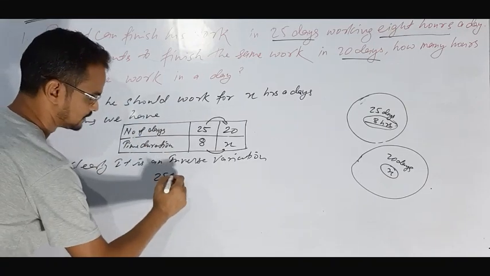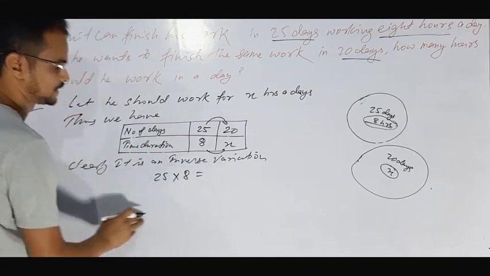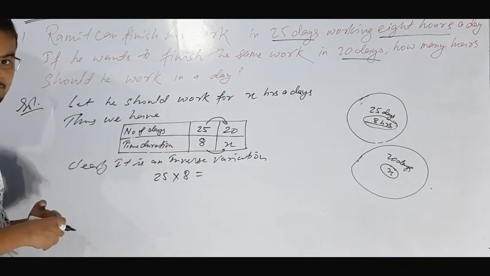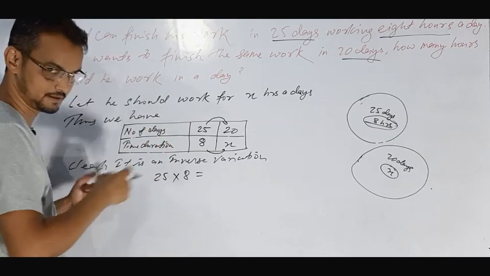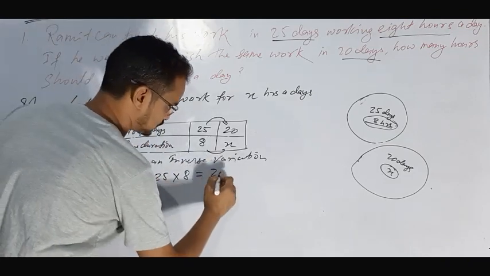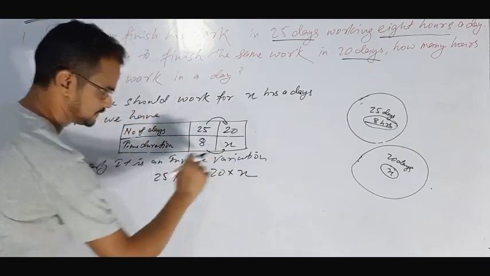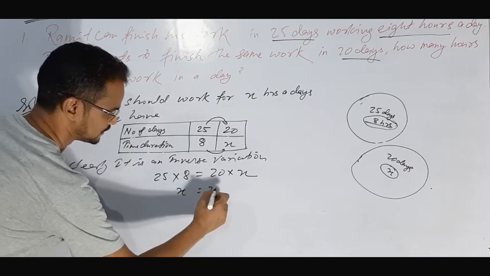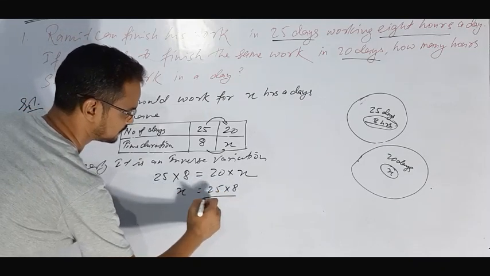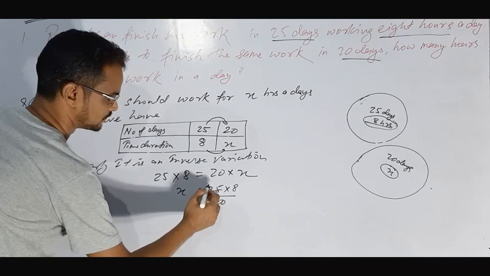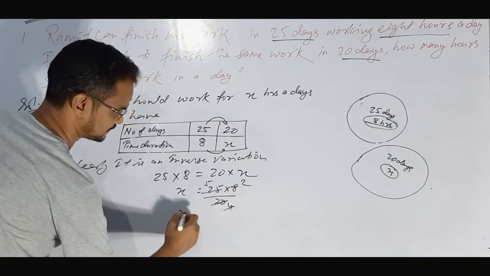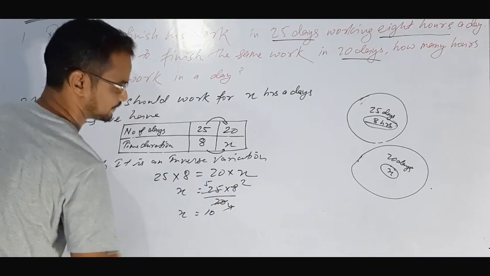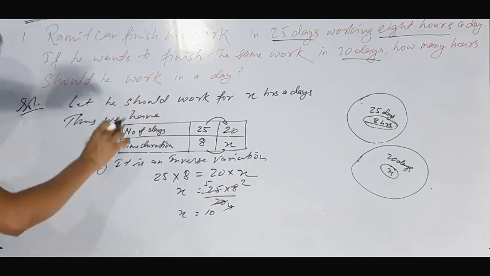In inverse variation, the corresponding values are multiplied; the product is constant. In this way, 20 multiplied by x equals 25 into 8. Find the value of x: 25 into 8 divided by 20, which is 10.